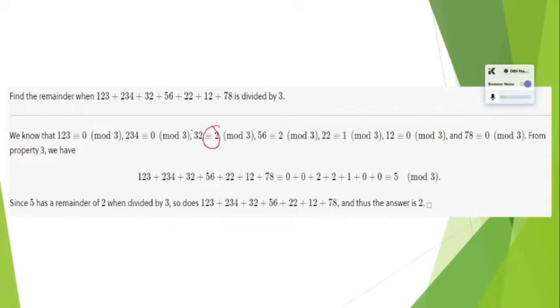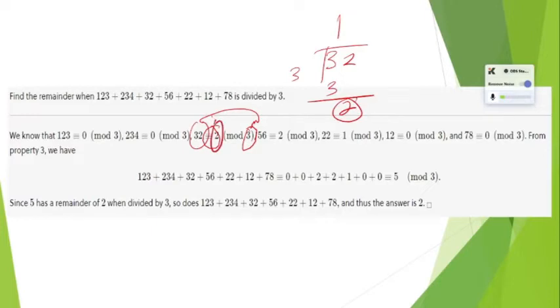Ang ginawa is, itong number na ito, dinivide sa mod. So, that is 32 divided by 3. So, that is 10, and we have a remainder of 2. Kaya 2 yung nilagay diyan.